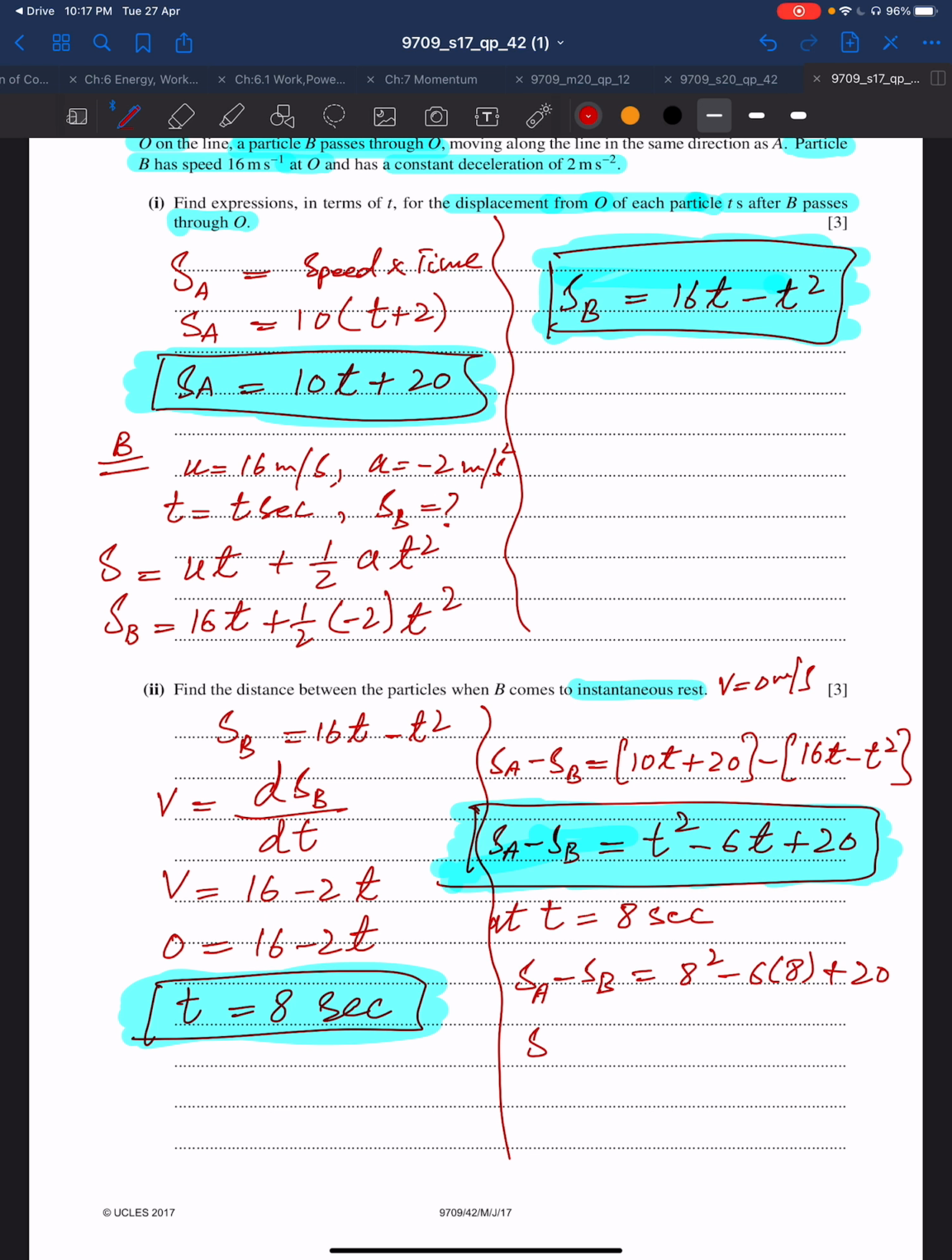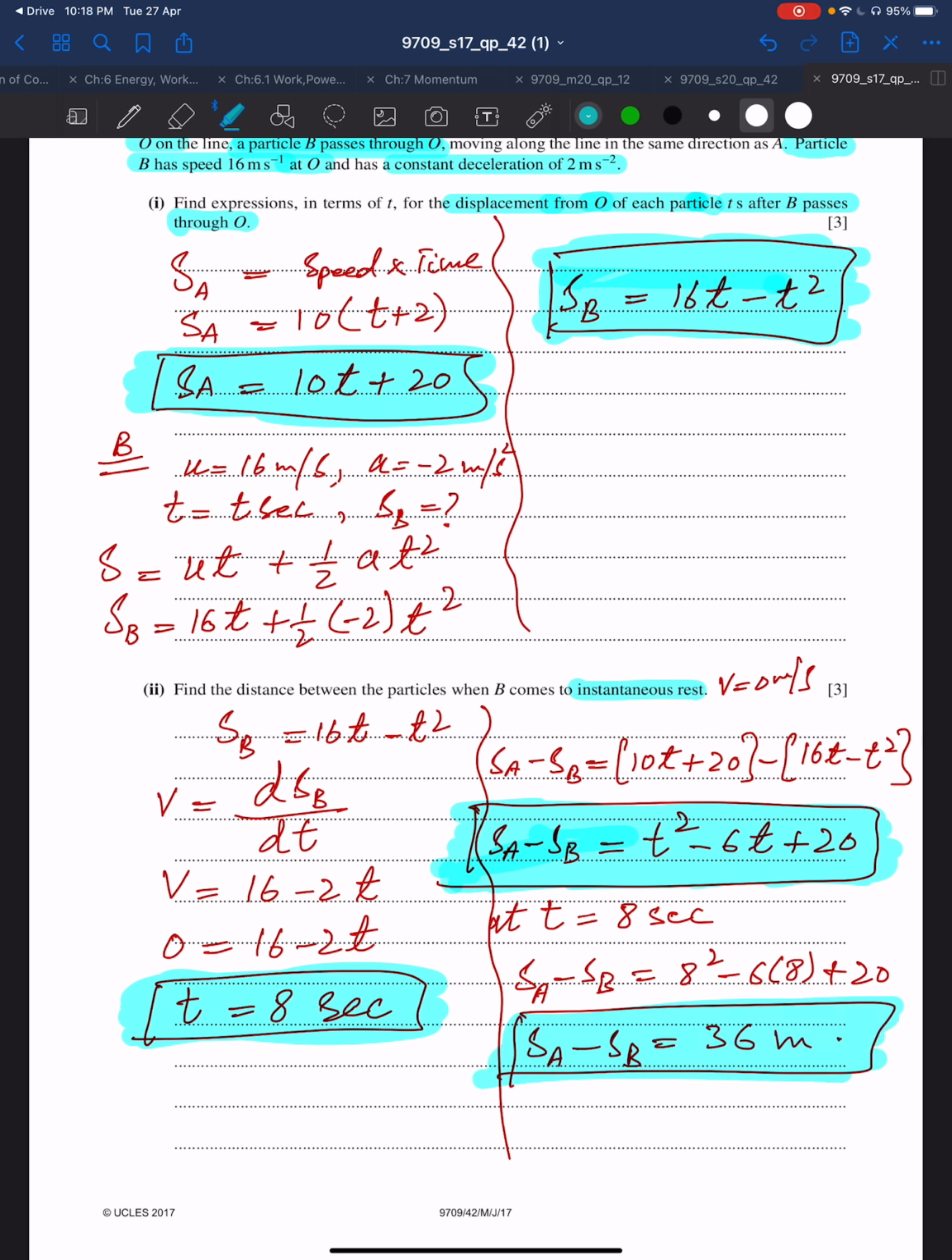So the displacement is S of A minus S of B. Okay, let me use the calculator. This is 64 minus 48 plus 20, so this is 36 meters. So you got the distance between the particles when B stops, that is 36 meters.